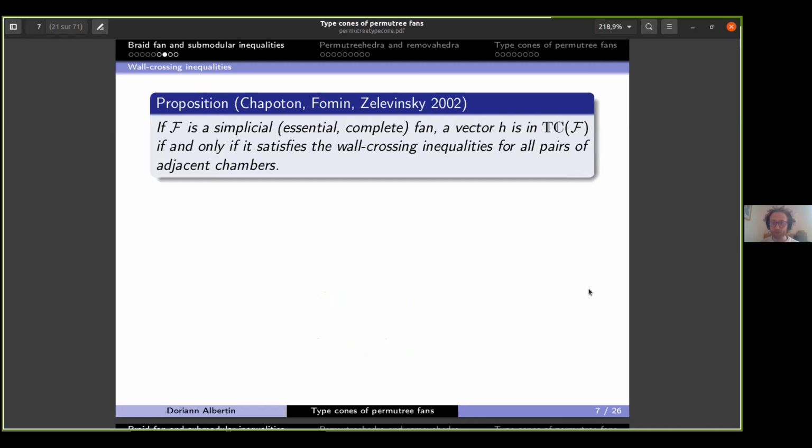Now, how do we compute a type cone? We will use a proposition from Chapoton, Fomin, and Zelevinsky that assumes that the fan that we look at is simplicial and has some other properties that we will always have in this talk, at least. And then an H vector is in the type cone if and only if it satisfies some inequalities called wall crossing inequalities. Now, what are these?